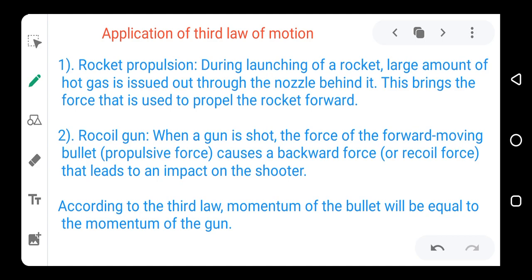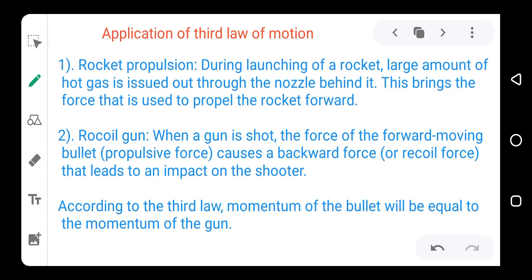Now, in recoil gun, it is a common experience that when someone shoots a gun, there is always this impact or force coming back on the person shooting the gun. That force is called recoil force. The force of the bullet moving out from the gun will create an equal but opposite force that will come back and have an impact on the shooter. The force of the bullet moving forward is called propulsive force, while the force coming back to the shooter is called a recoil force.